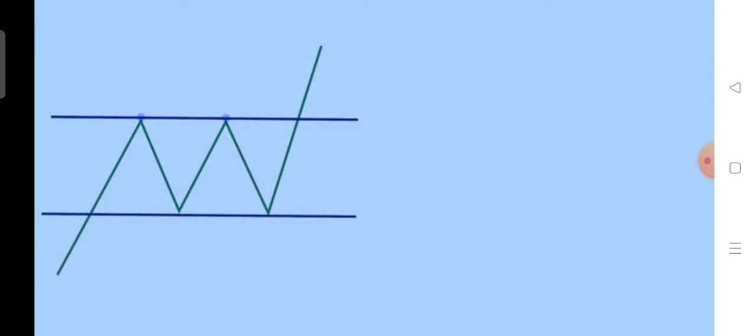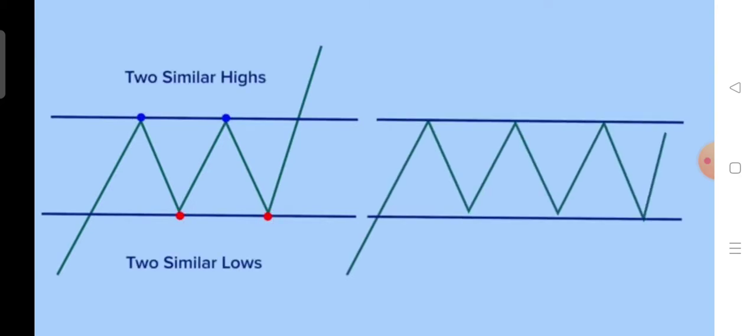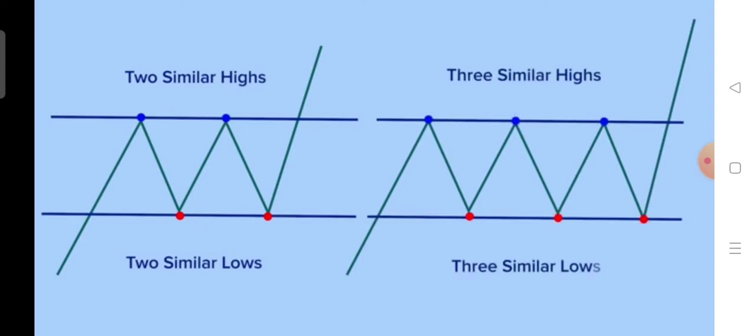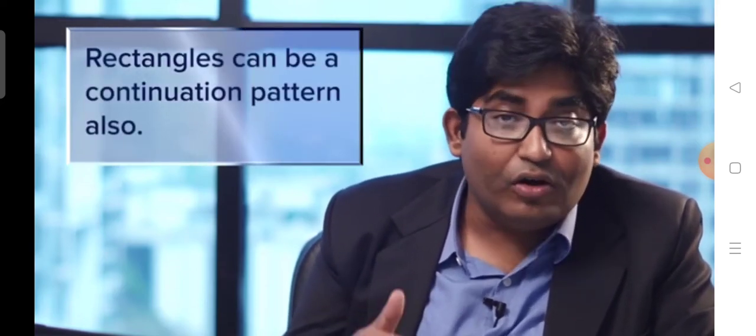In those patterns, we see two consecutive similar highs or similar lows, or three similar highs and similar lows. Now, let us imagine the situation if more such highs and lows at similar levels are being formed. There would be a price congestion within a horizontal area, and that takes the shape of a rectangle. Rectangle is not necessarily a reversal pattern only, it can be a continuation pattern also.